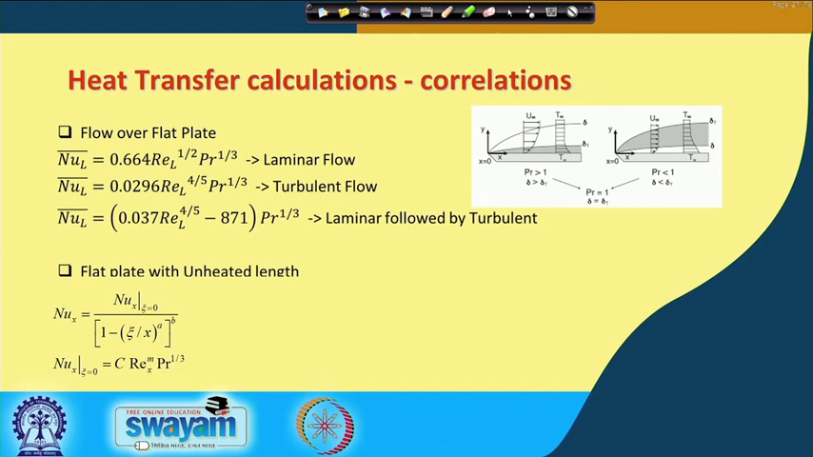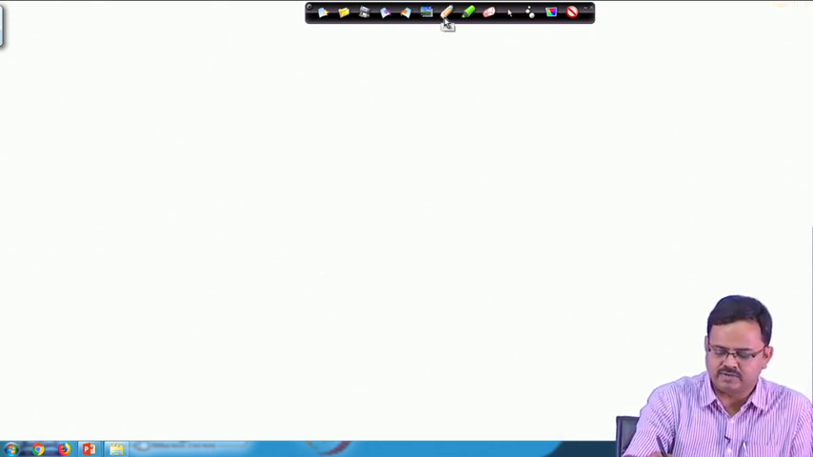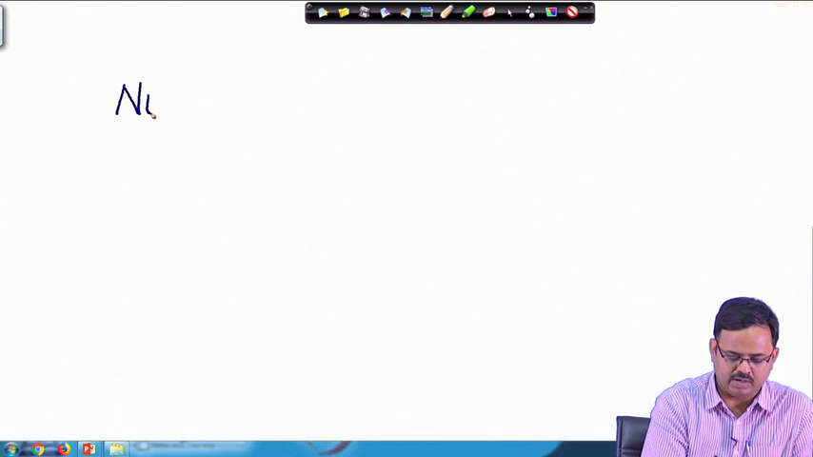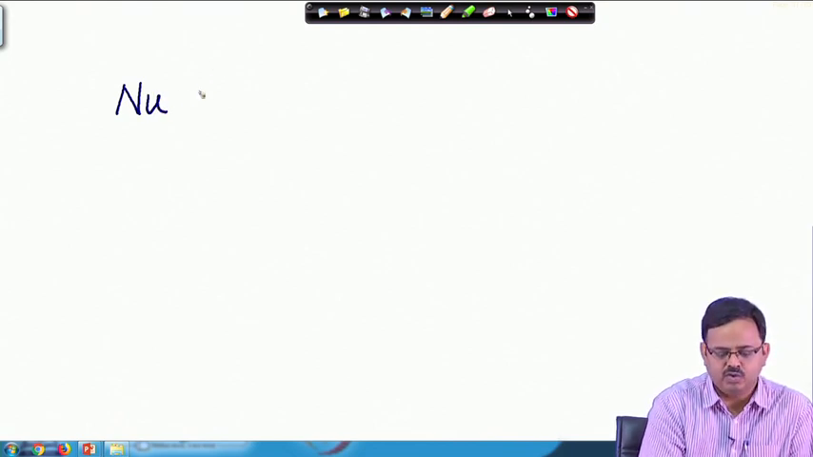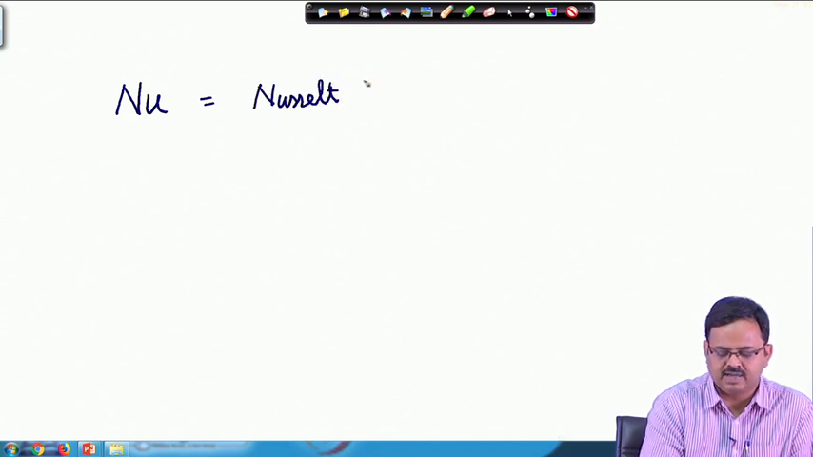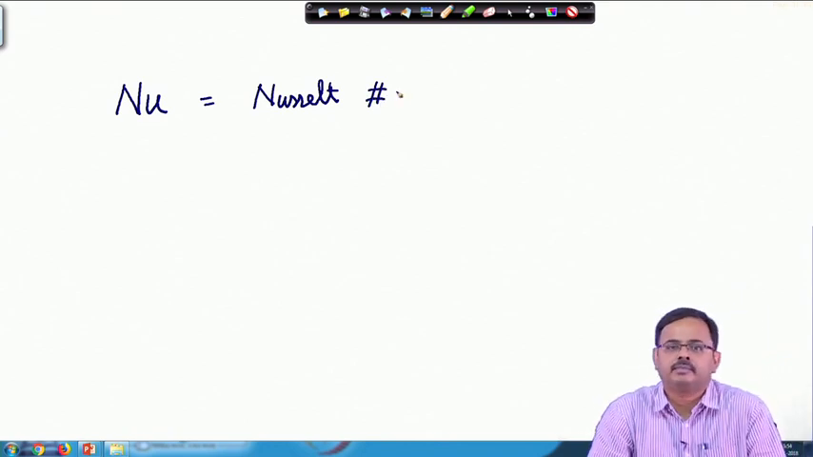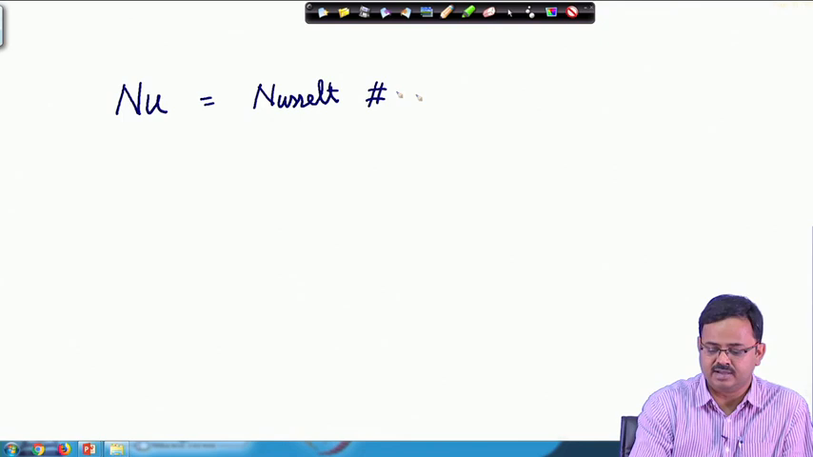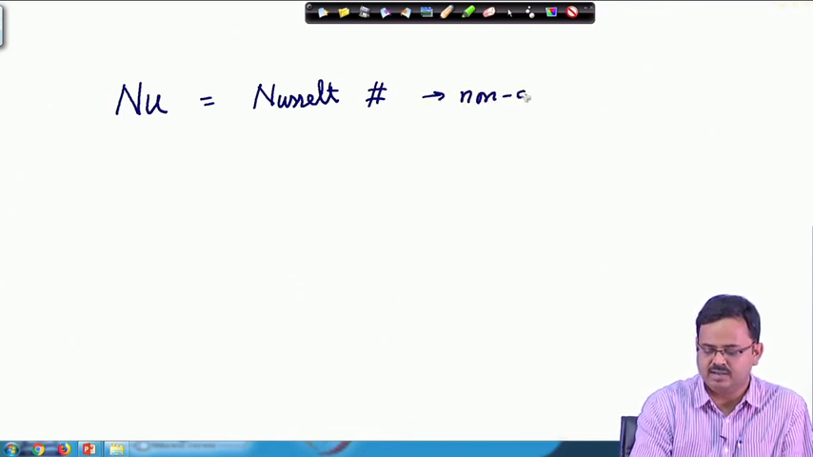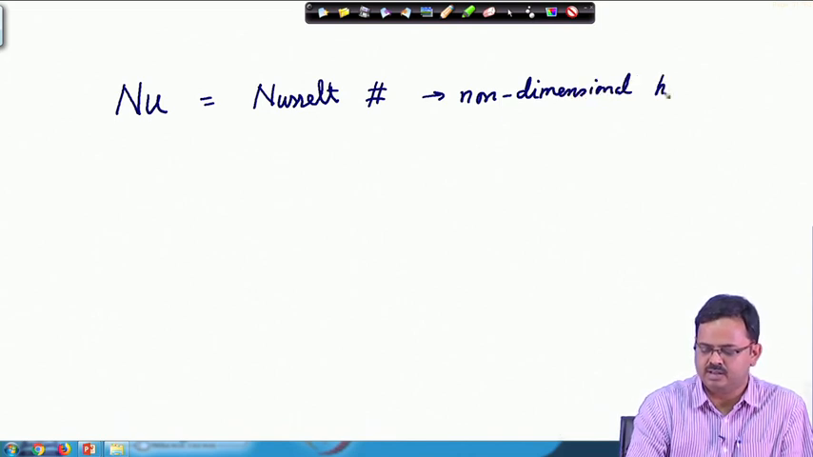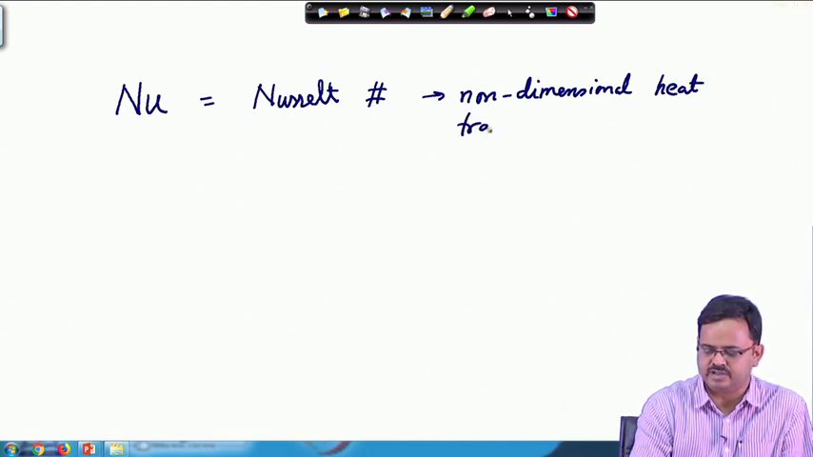Before going into some of these correlations, let us first talk about what is a correlation. Most of the correlations that we will see are going to be in terms of a parameter called Nu, and Nu is something called a Nusselt number. Okay. Now, Nusselt number, what is it? I am going to try to keep this as simple as possible. It is a non-dimensional heat transfer coefficient.